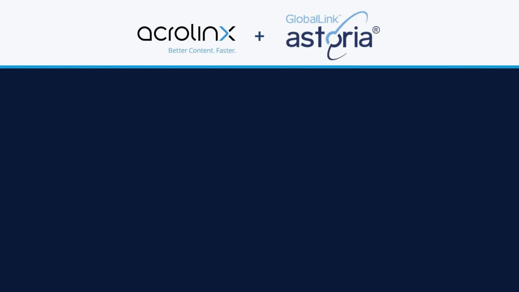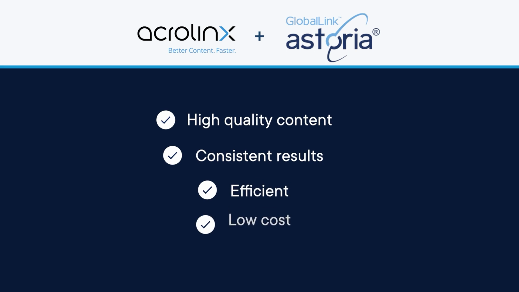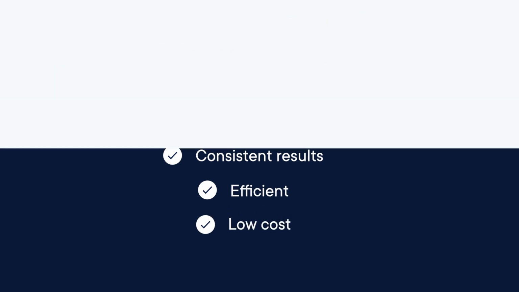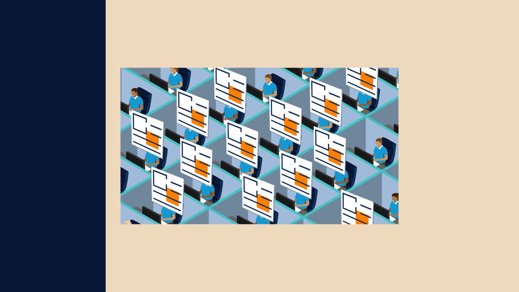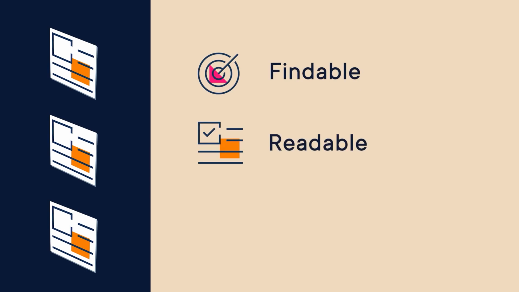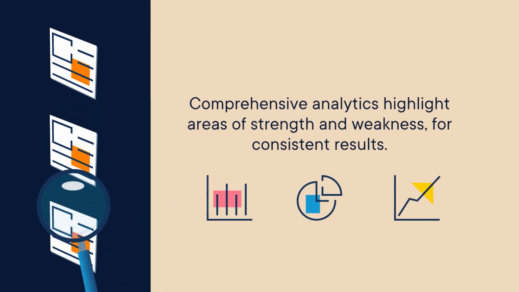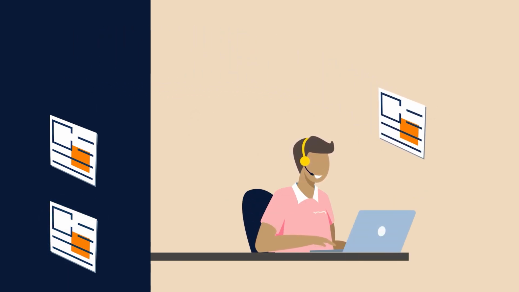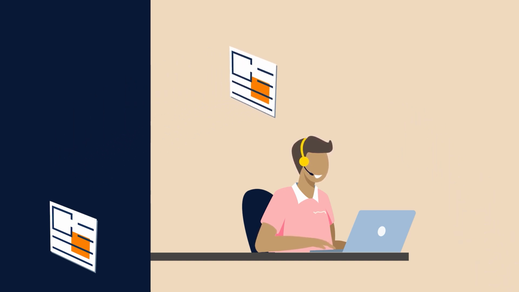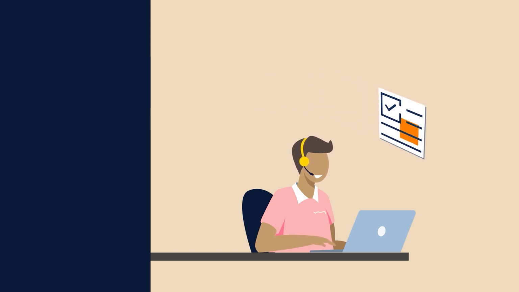Acrolinx and Astoria allows your company to build high-quality content with consistent results, efficiently and at a lower cost. Acrolinx captures your corporate content standards and checks content against those standards, while guiding writers to create findable, readable, and engaging content. Comprehensive analytics highlight areas of strength and weakness for consistent results. Acrolinx and Astoria automatically analyzes content in the background for later reviews by writing teams. You can set rules so that content never moves to the next step until it's met your target.